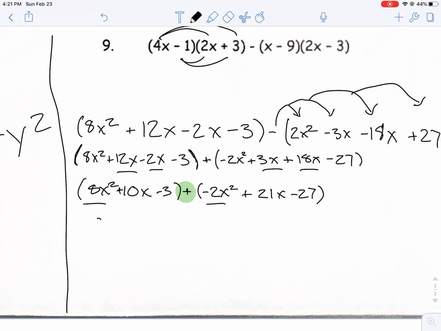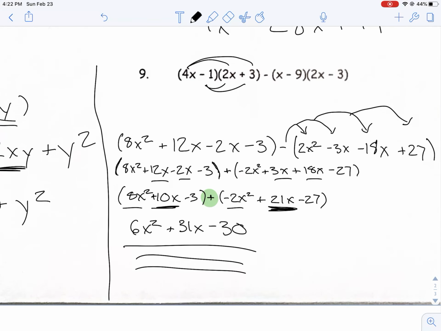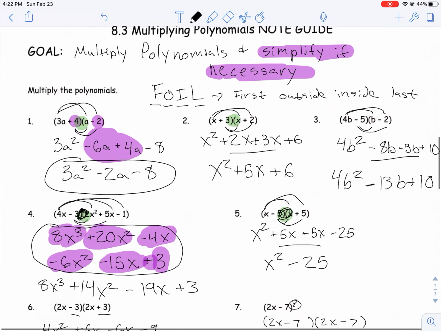So the 8x squared and the negative 2x squared would just be a 6x squared. I can also combine this with this. 10x and 21x would be a 31x, sorry. 31x. And then the last one here would be a negative 30. And that is it. That was a lot of work, but look how much it got simplified.